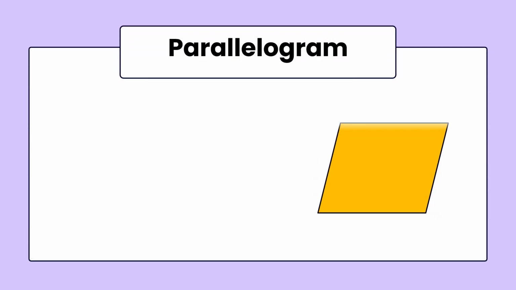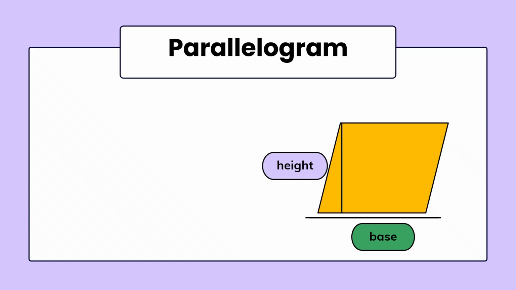Let's move on to the parallelogram. First, we need to identify its base and height. The base of a parallelogram is any one of its sides chosen as the bottom. The height or altitude is the perpendicular distance from the base to the opposite side. It must form a right angle with the base.